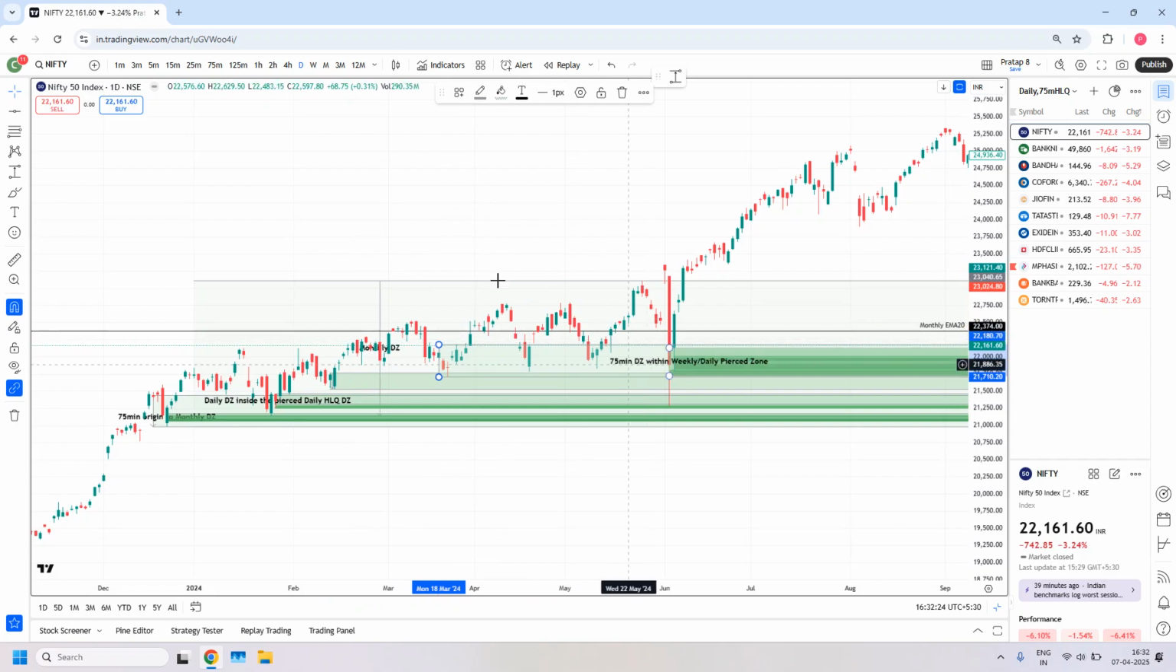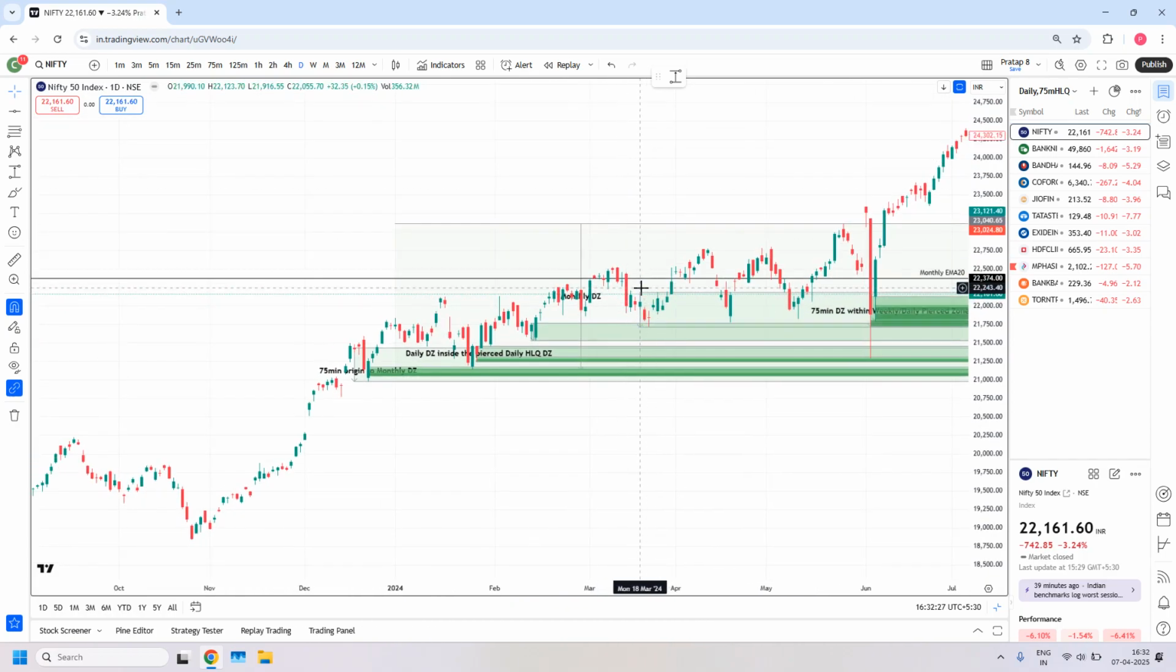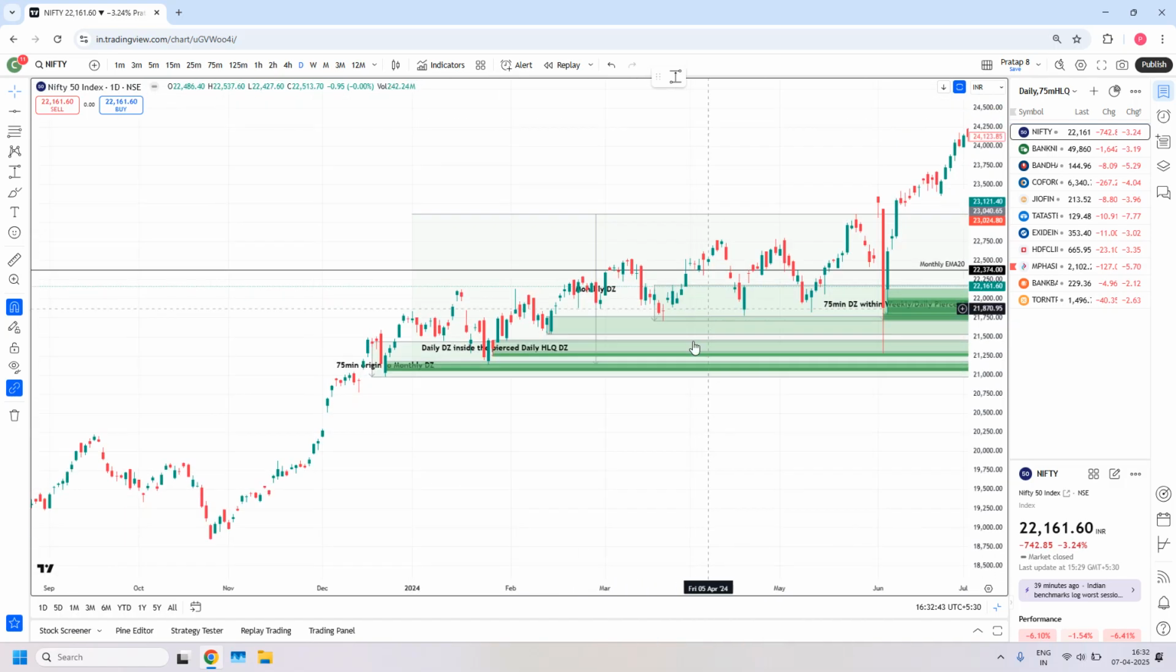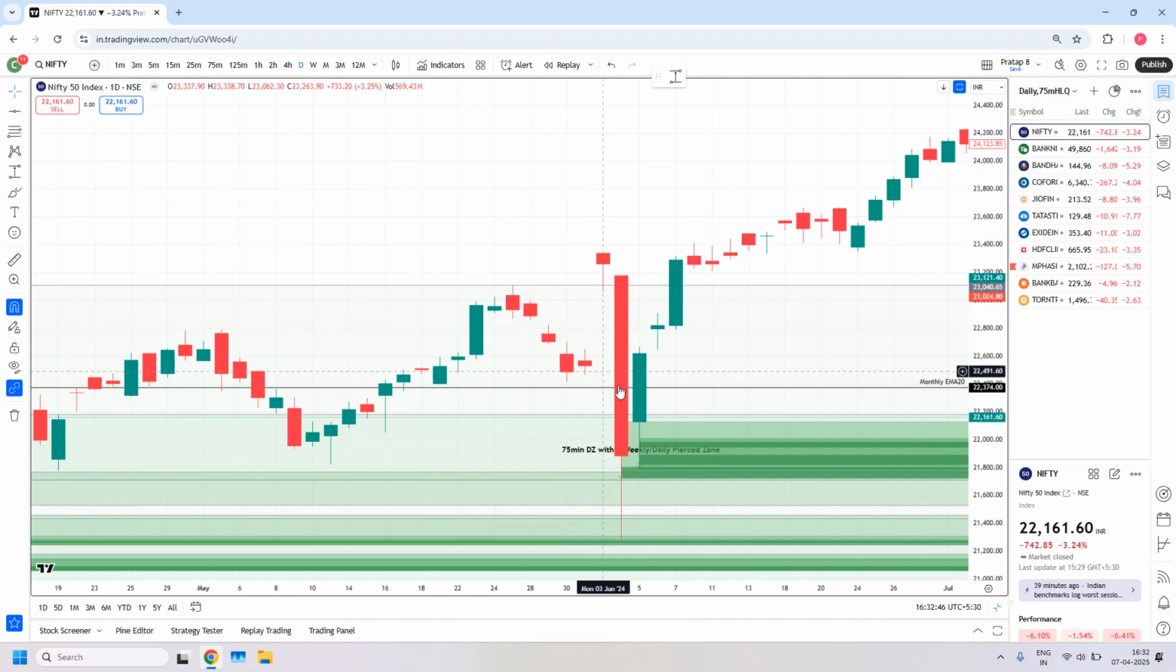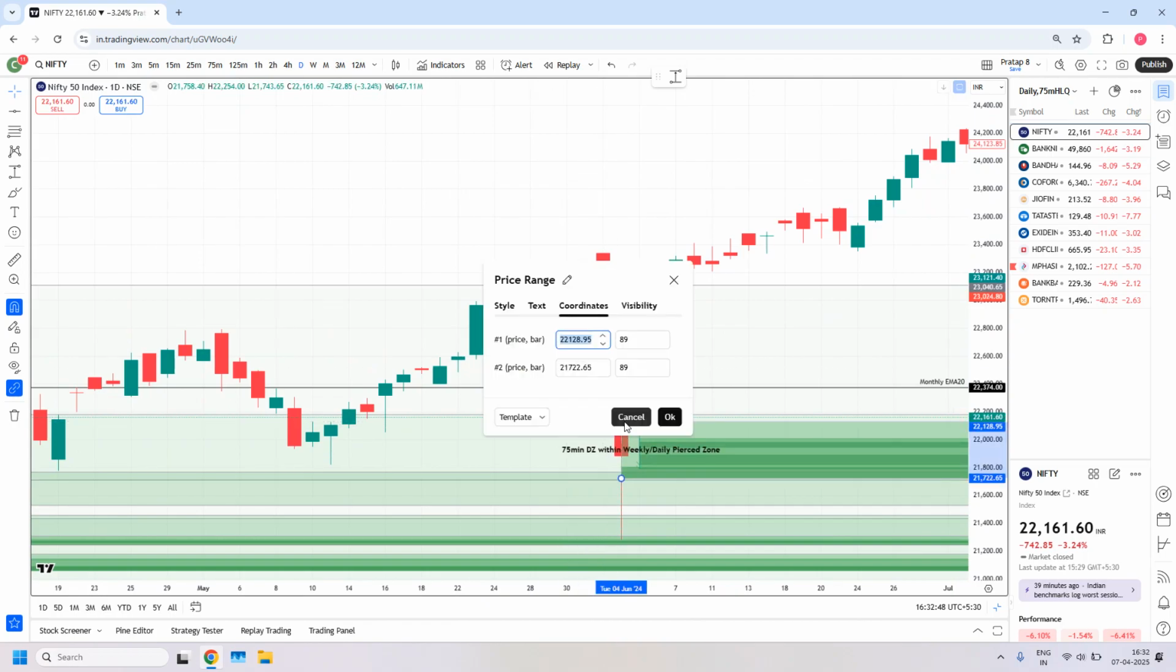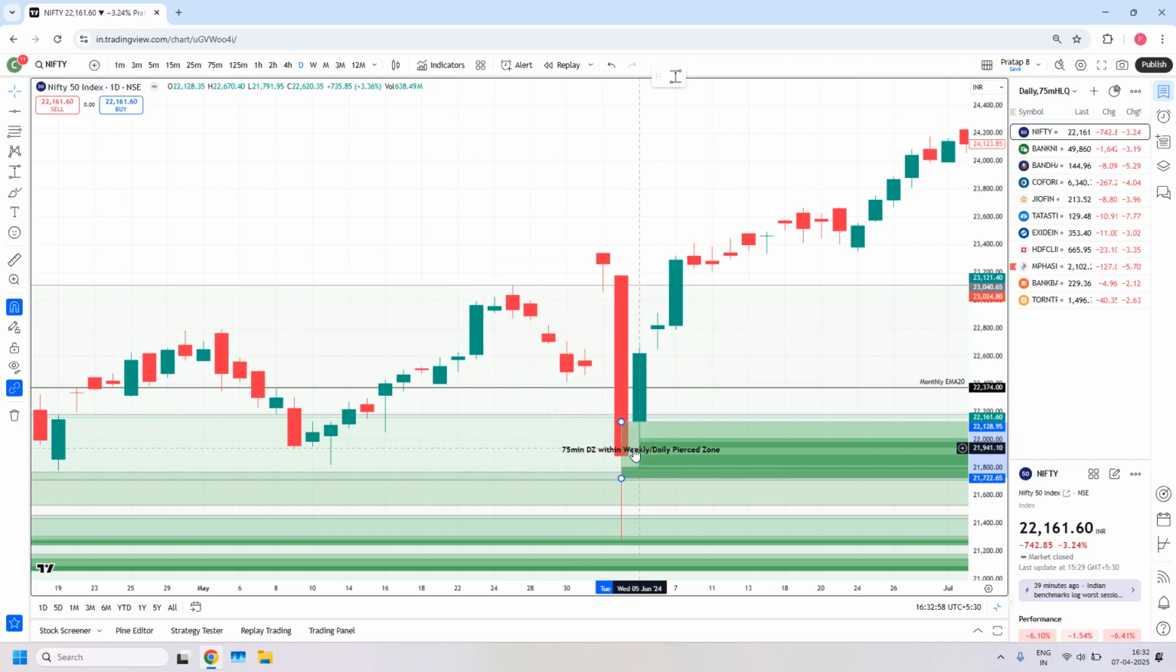This is a pierced zone. This weekly zone is pierced, which is inside the monthly zone, currently monthly. And this is the daily zone. This daily zone is the origin for this weekly zone. Inside the weekly, a new daily zone is created somewhere here. See, weekly down, a 75 minute demand zone within the weekly demand zone. A daily PR zone is created within this area.